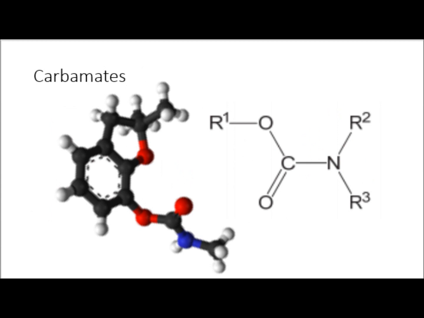Carbamates also have a specific structure. Shown on the right is a diagram of this structure. Of course, not all compounds in the carbamate group will have this exact structure, however, they should be similar. R1 corresponds to an alcohol group. R2 will be a methyl group, and R3 is most commonly a hydrogen. An example of a carbamate is carbofuran, with the model shown on the left.